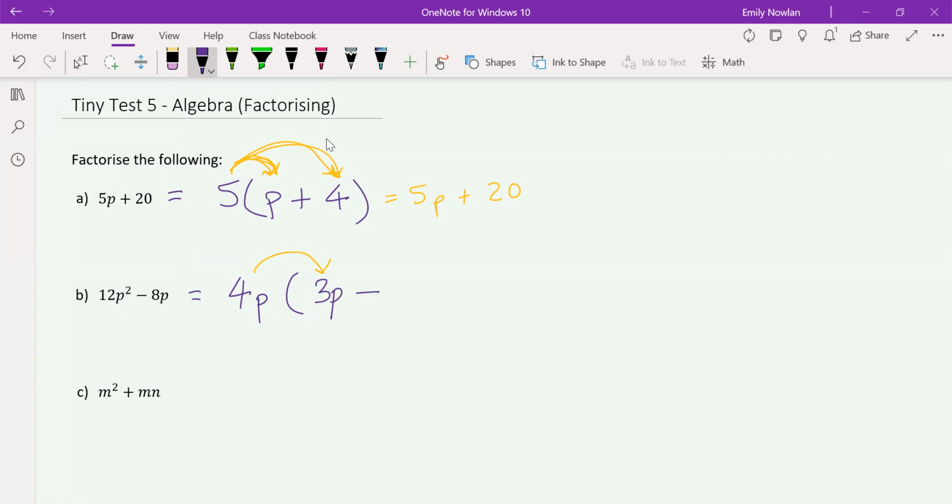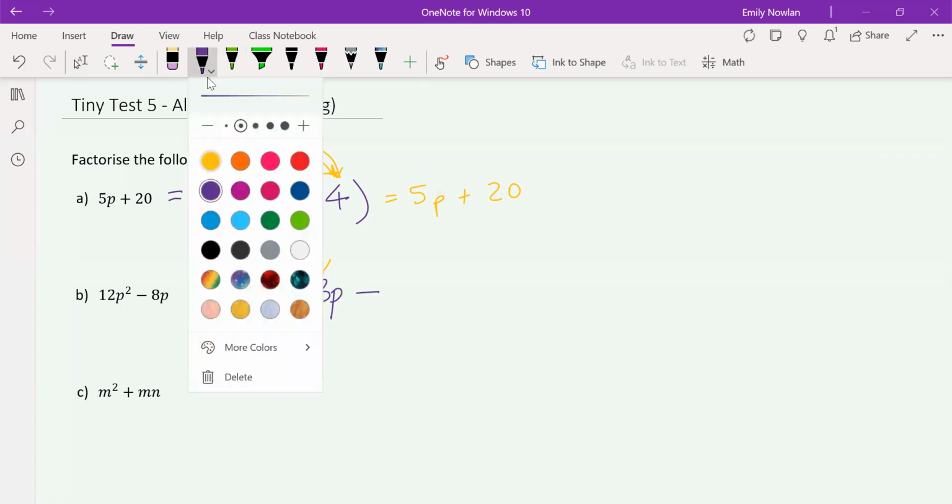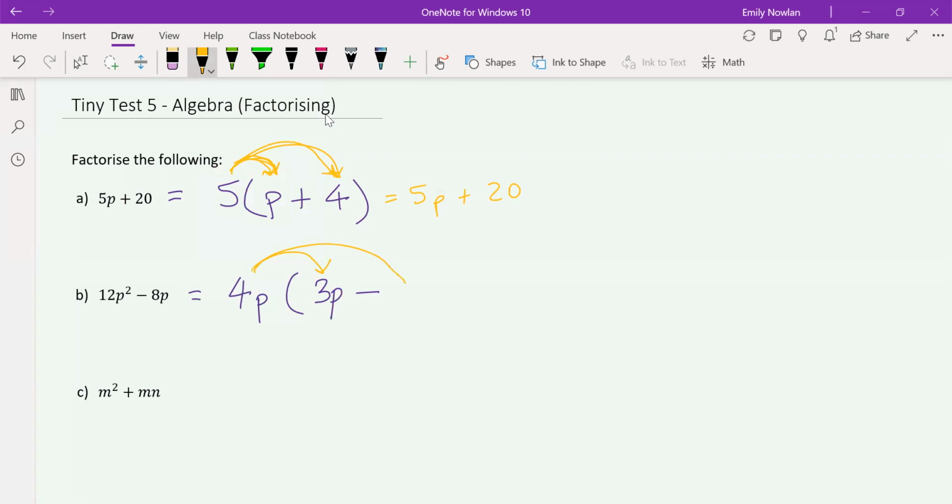Okay, in the middle there's a minus sign. Now remember, it's the opposite to expanding, so I've got to go the other one here. 4p times what gives me 8p? Well, 4 times 2 will give me the 8. So I need the 2. I don't need a p because I've already got the p there. So let's just leave it as that.